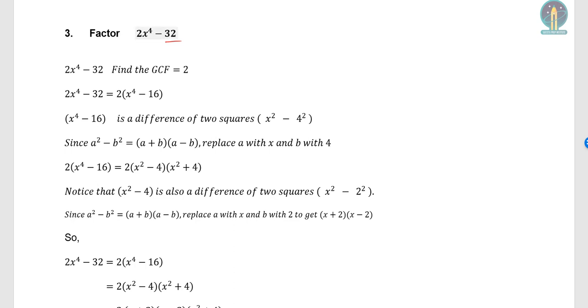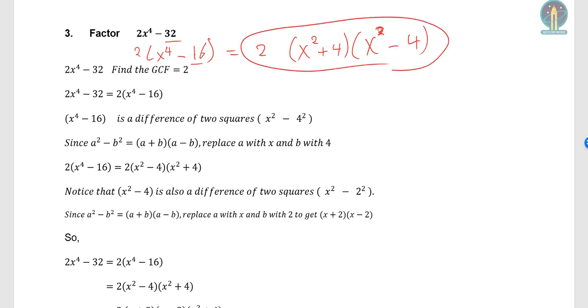We have a 2 here, and we have 32. So let's take out a 2, right? Let's factor out a 2. So we'll have 2 times x to the fourth minus 16. So 16 is a square, right? So is x to the fourth. So we'll get 2 times x squared plus 4 times x squared minus 4, right? Which is exactly what we have here. Okay?